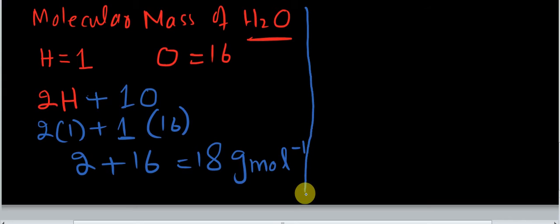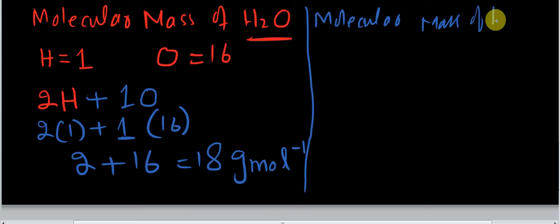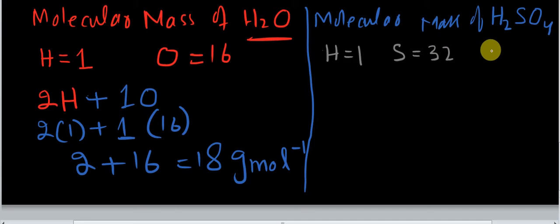Similarly, you can find the molecular mass of sulfuric acid, H2SO4. First of all, you have to look at the periodic table. The atomic mass of hydrogen is equal to 1. Atomic mass of sulfur is equal to 32. Atomic mass of oxygen is equal to 16.